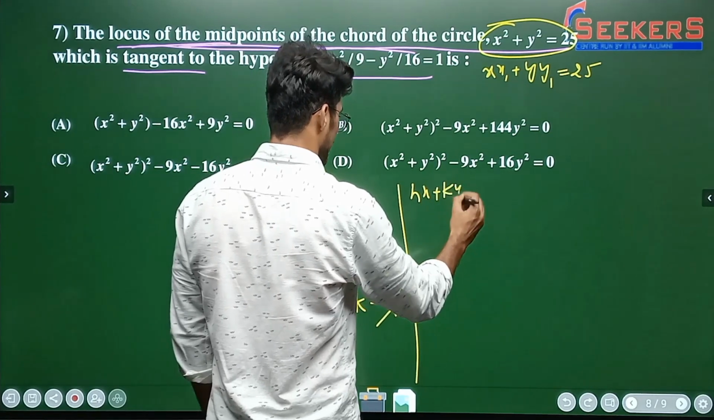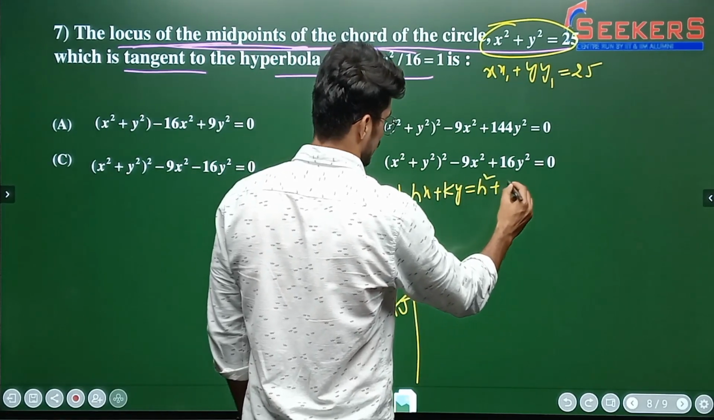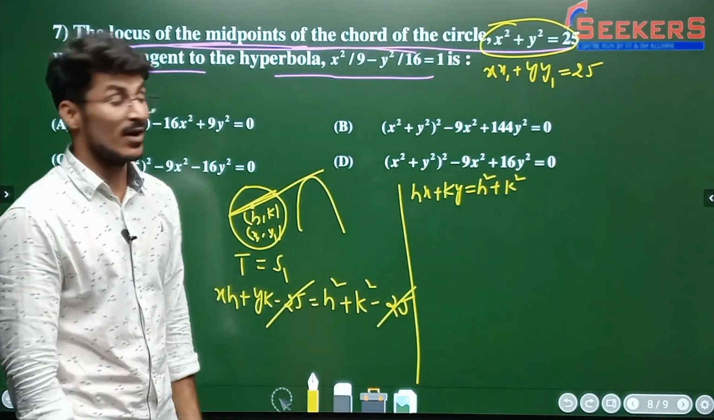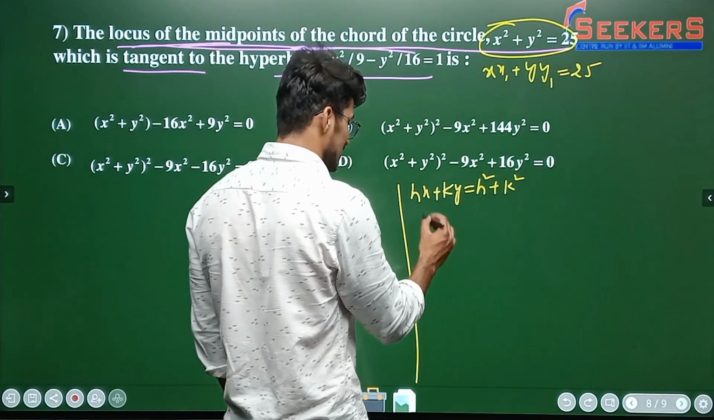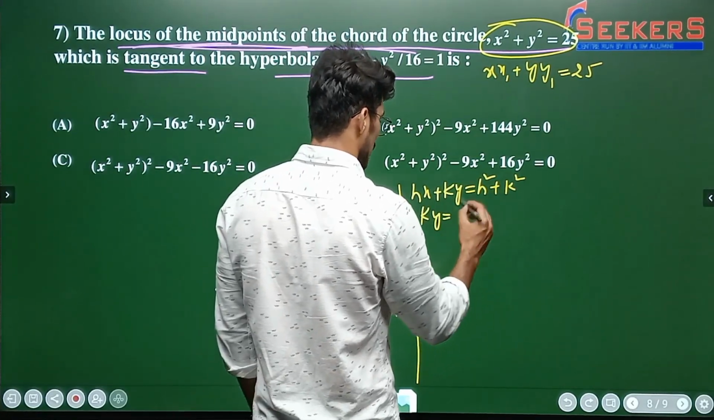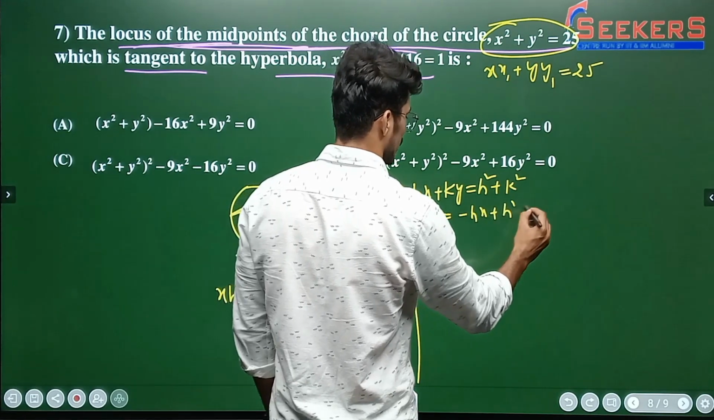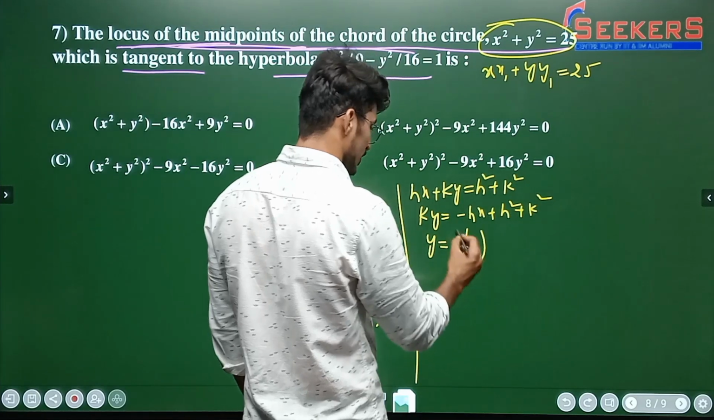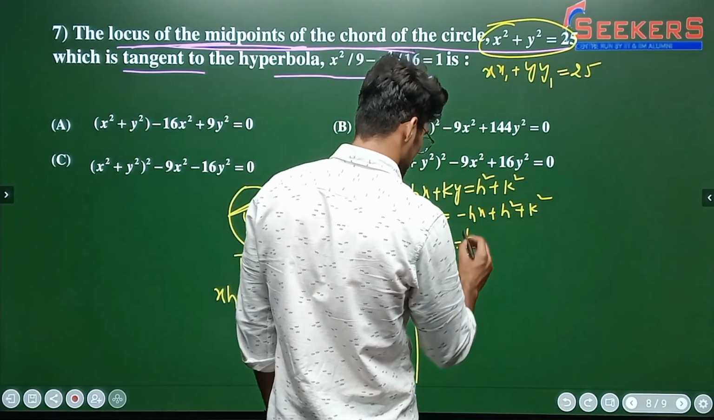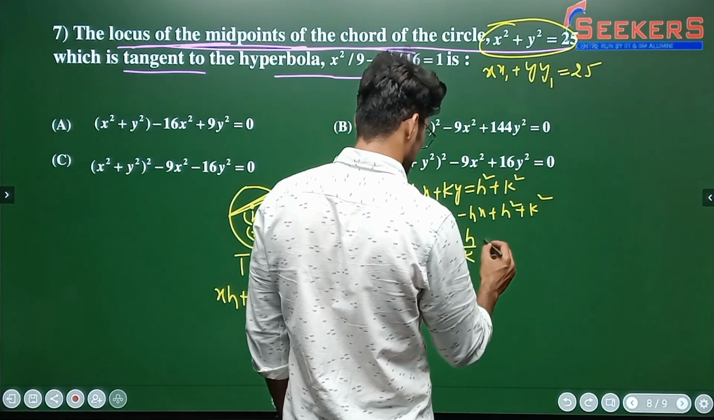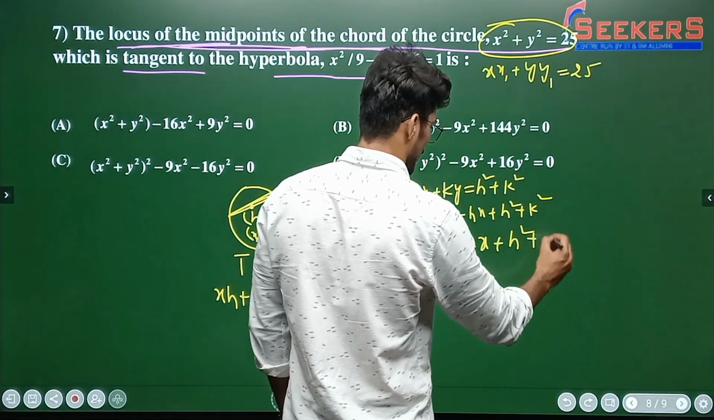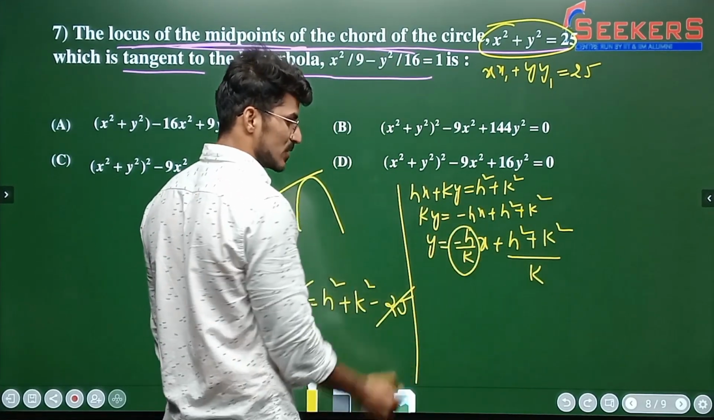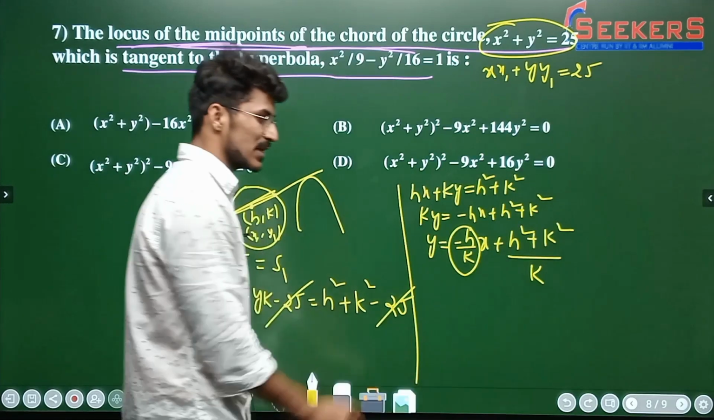hx plus ky is equal to h square plus k square, I got. This is the tangent to the hyperbola given. Let us try to write it in y is equal to mx plus c form. So y is equal to minus h by k x, plus h square plus k square by k. So y is equal to mx, where m is minus h by k, and c is h square plus k square by k.